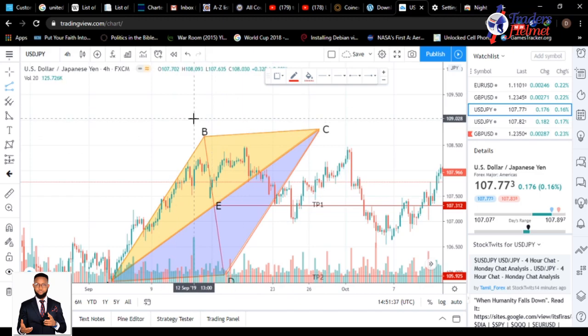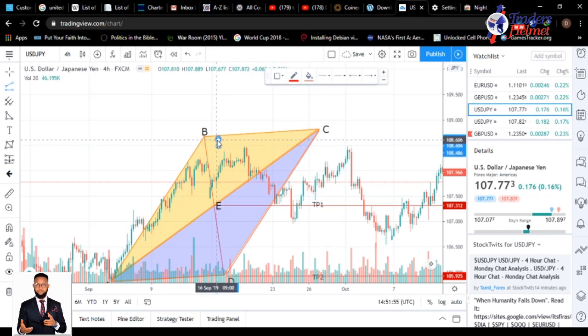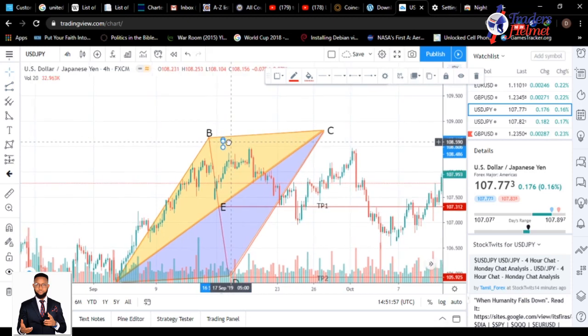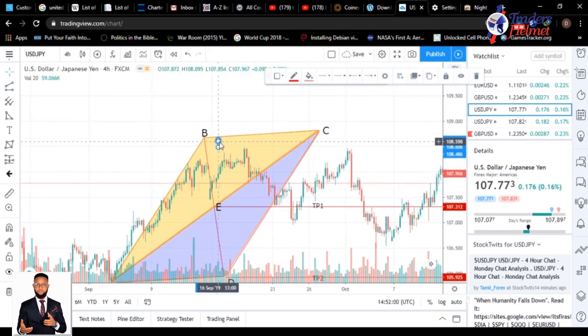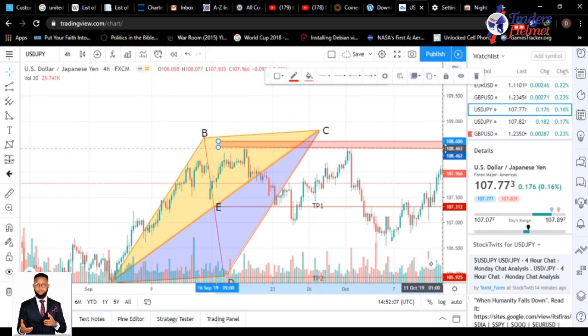Your stop loss is above here, but this is too far. Looking at your risk reward ratio, this is too far. So I will not leave my stop loss here because it's too far. So I will leave my stop loss here, just a little bit above my last resistance. So this is where I leave my stop loss. Yes, I leave my stop loss here.